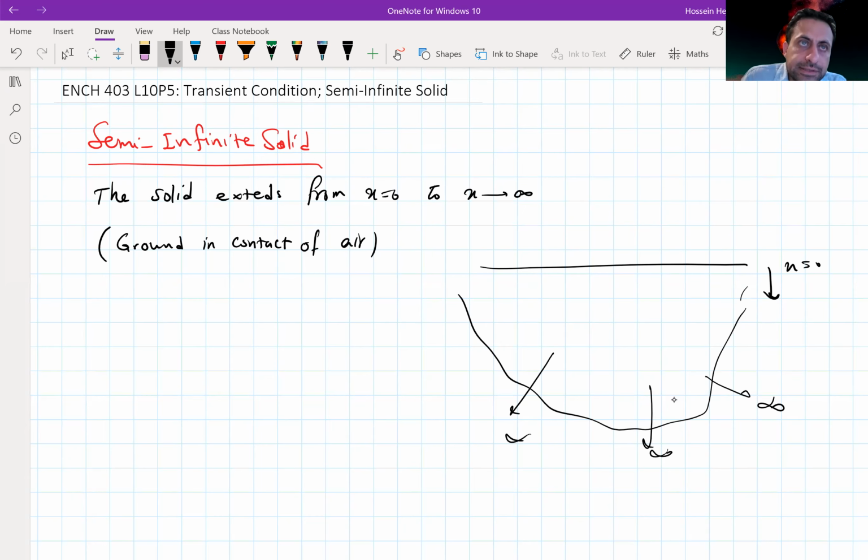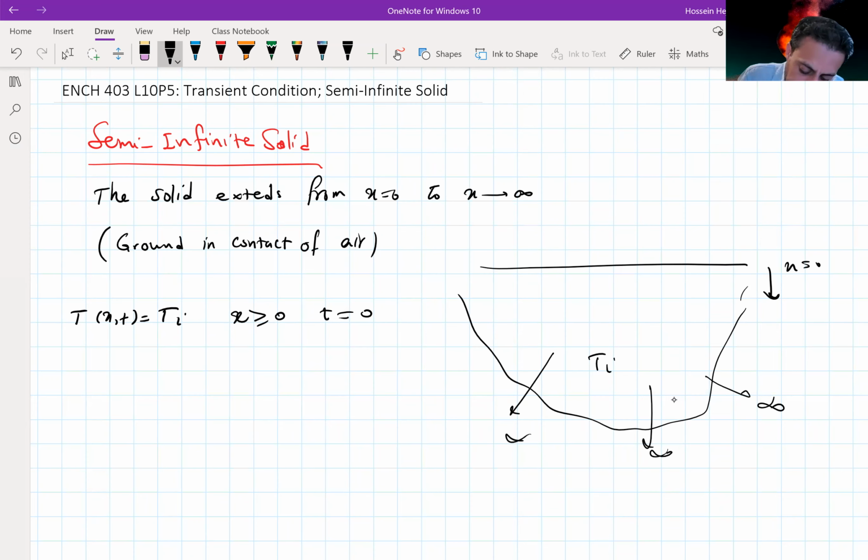Assuming that the solid is initially at Ti, so T of x is Ti everywhere inside the solid at t equal to 0, then the heat flow would start if we change the surface condition. So if the temperature at x equal to 0 changes to another temperature which is different than Ti, then we would have a heat flux into the ground, or from the solid to the other medium that is in contact with it.